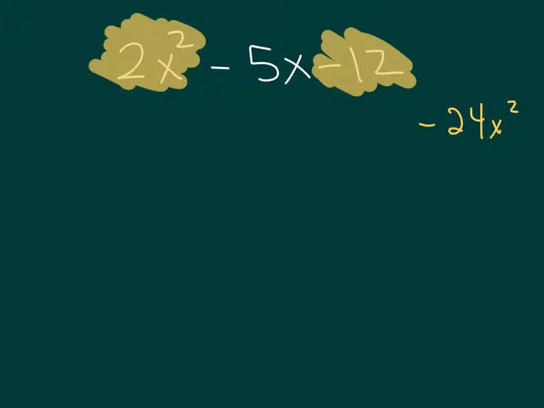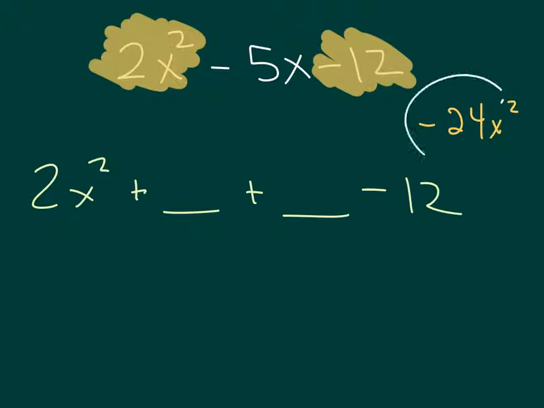And we also know that if we were to do this expansion, we could write this as 2x squared plus some number of x plus another number of x minus 12, where those two empty blanks also have to multiply together to give us this negative 24x squared. So what we're looking for are two things that add together to give us negative 5 and multiply together to give us negative 24x squared.